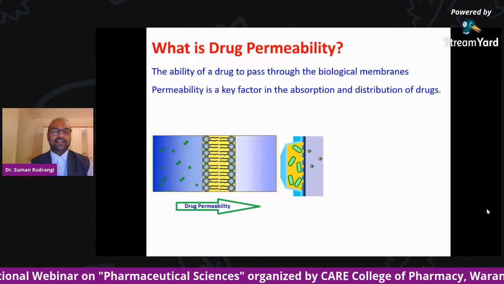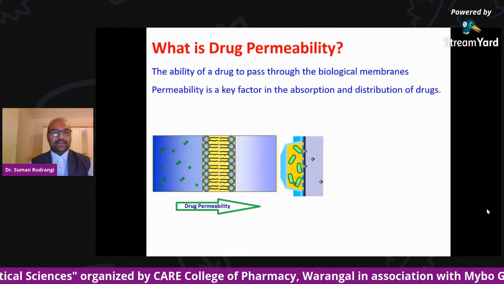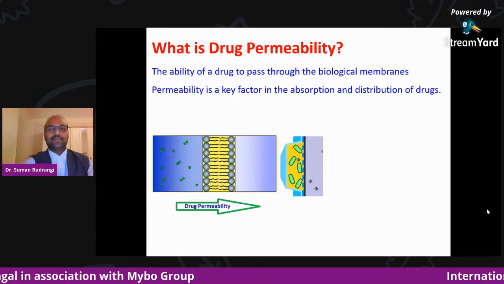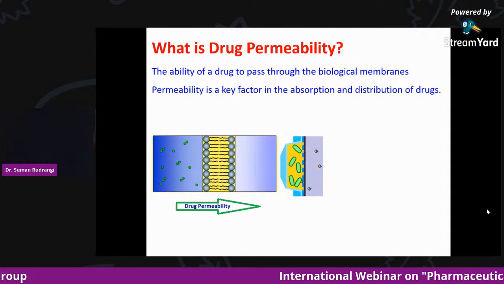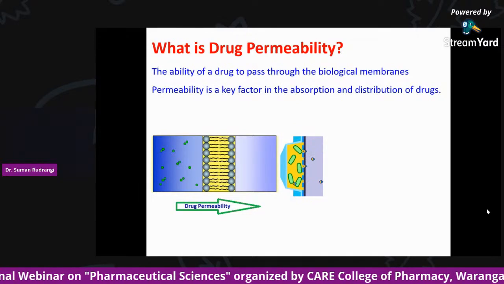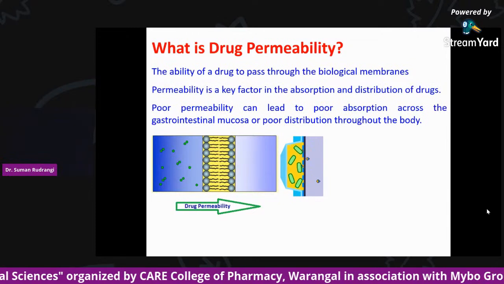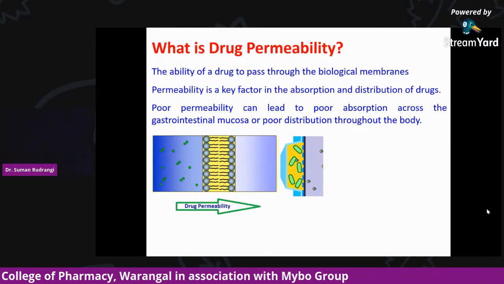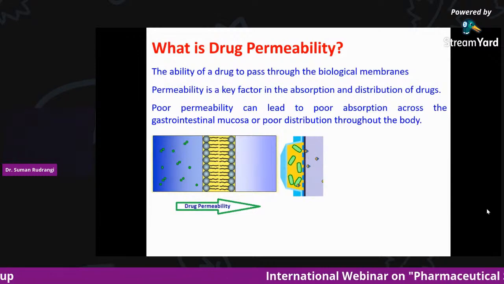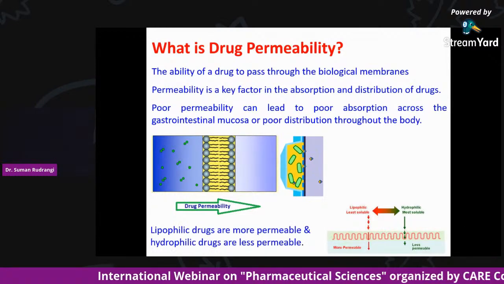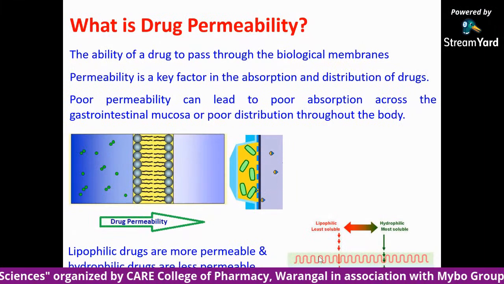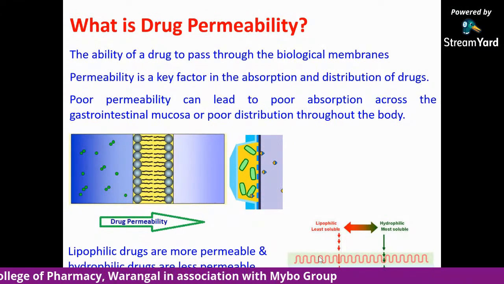Coming to drug permeability, it can be defined as the ability of a drug to pass through the biological membranes. Permeability is a key factor in the absorption and distribution of drugs. Poor permeability can lead to poor absorption across the gastrointestinal mucosa or poor distribution throughout the body. We can see the image below. Lipophilic drugs are more permeable and hydrophilic drugs are less permeable. I repeat, lipophilic drugs are more permeable and hydrophilic drugs are less permeable.